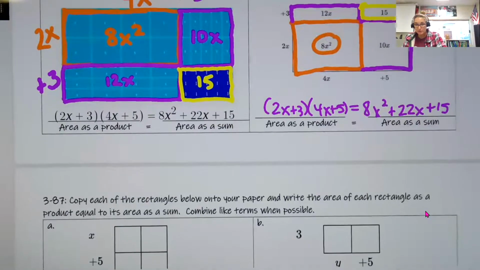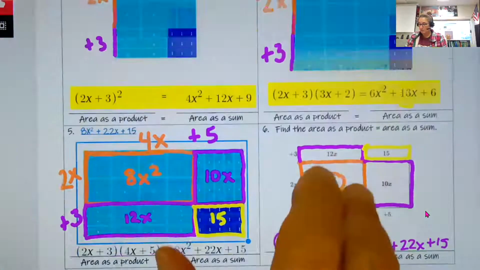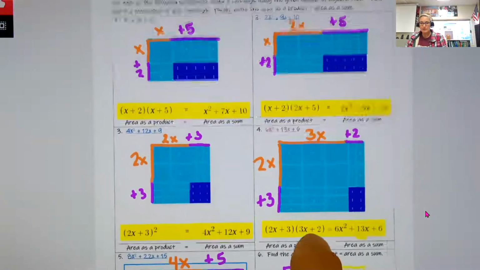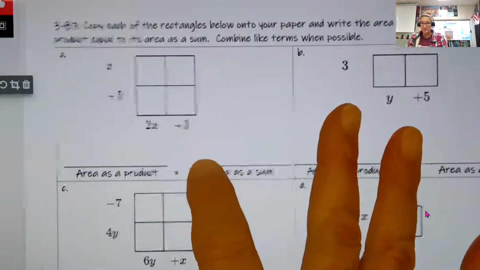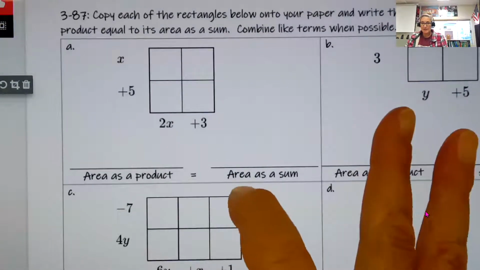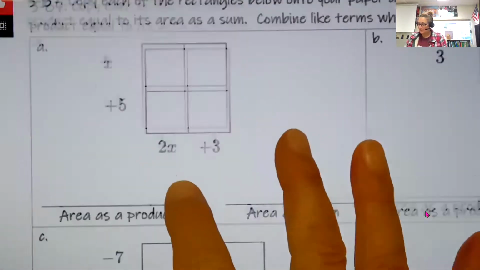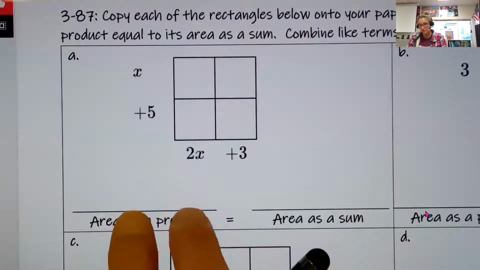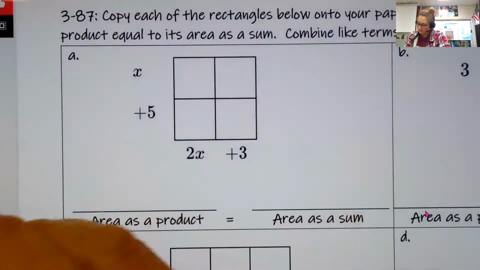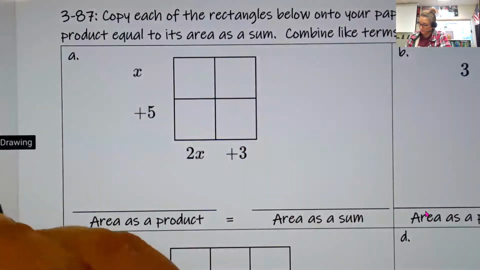So this is the worksheet that I was talking about at the beginning of class, the one where we made all these algebra tile models, okay? We're going to be looking at the next page. These are area models. The first set, they actually draw them out for you, and then you give your area as a product equal to area as a sum. I wrote it here, and I have the rectangles drawn for us.